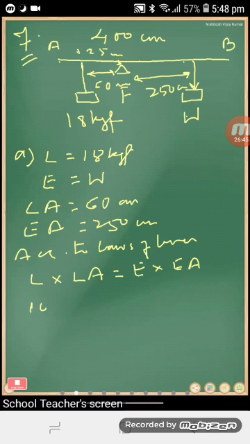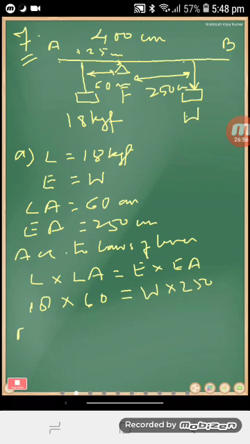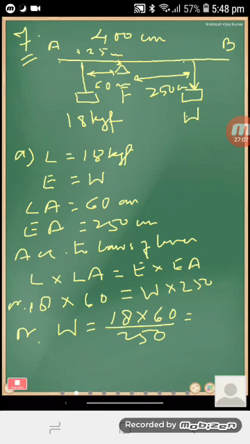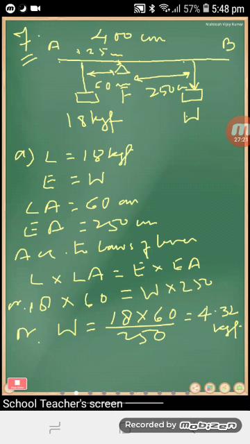which means that 18 into 60 is equal to W into 250, or W is equal to 18 into 60 upon 250. On simplification, we get the value as 4.32 kgf. Alright, comes out to be 4.32 kgf.